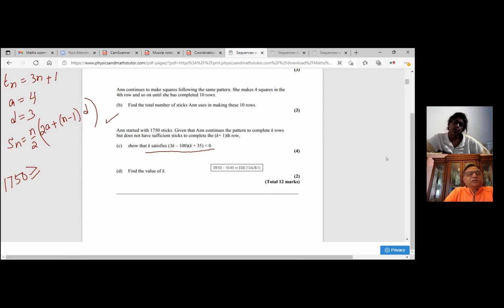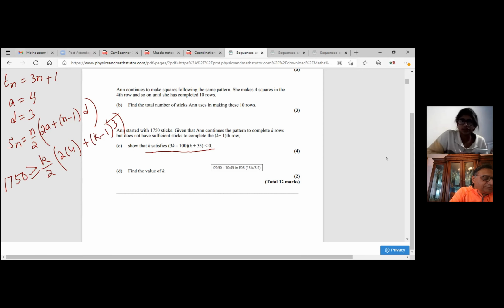So n becomes k for us, right? So k over 2 times 2 times a, which is 4 for us, 2 times 4, let me write, plus k minus 1 and d is 3 for us. Okay, let's try to solve this. You can multiply by 2 this side. So 1750 times 2 is how much? 3,500. Greater than k times, within brackets, you get 8 plus 3k minus 3. So open the bracket.